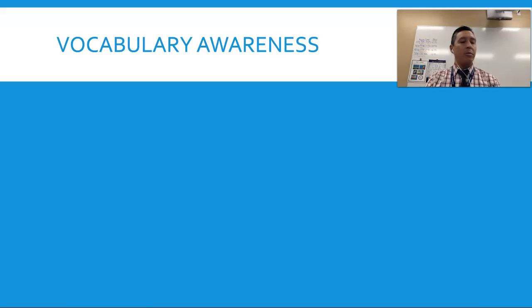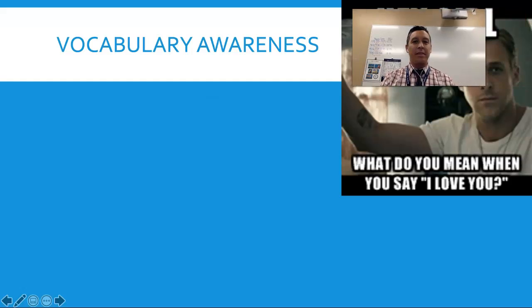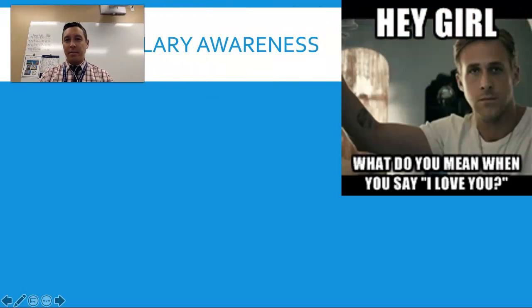Now, before we get too far into this, it's really important that not only do we try to understand these different words, but it's also important to understand what words even mean. I pulled this meme up a while ago. It's the Hey Girl meme, but Ryan Gosling is asking, what do you mean when you say, I love you?